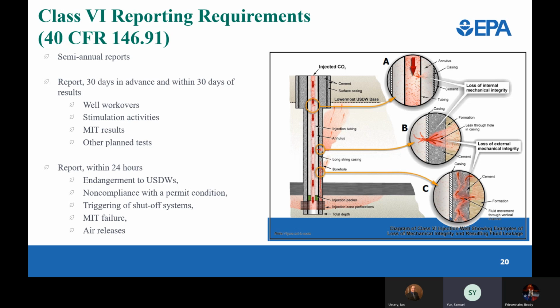Semi-annual reports include changes to the CO2 stream, monthly average, maximum, and minimum values for injection pressure, flow rate, and volume, and annular pressure. Exceedance of operating parameters for annulus pressure or injection pressure, description of any event which triggers a shutoff, monthly and cumulative values of CO2 injected, monthly annulus fluid added, and results of other monitoring.